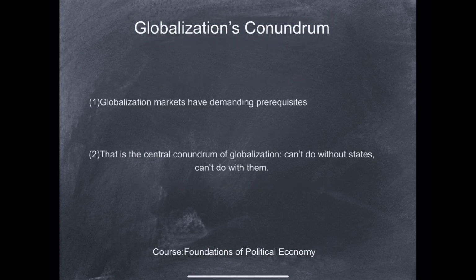That's the last part, globalization's conundrum. Globalized markets have a demanding precondition. Anything bigger, more wide-ranging, and ultimately sustainable requires a large cast of supporting institutions. The state is important to the function of the national market, and they are a major problem in establishing a global market. Their approach is the real source of the transaction cost that globalization must overcome. That is the central conundrum of globalization.